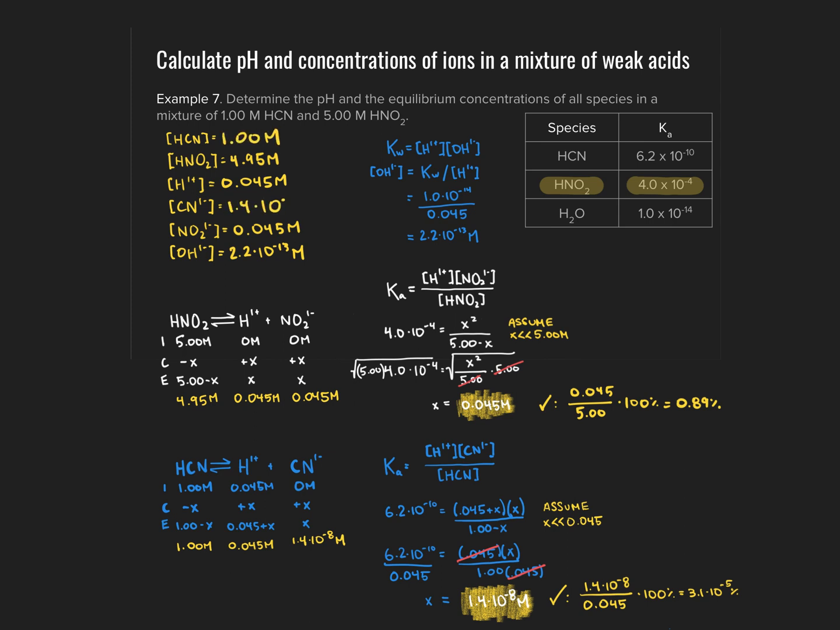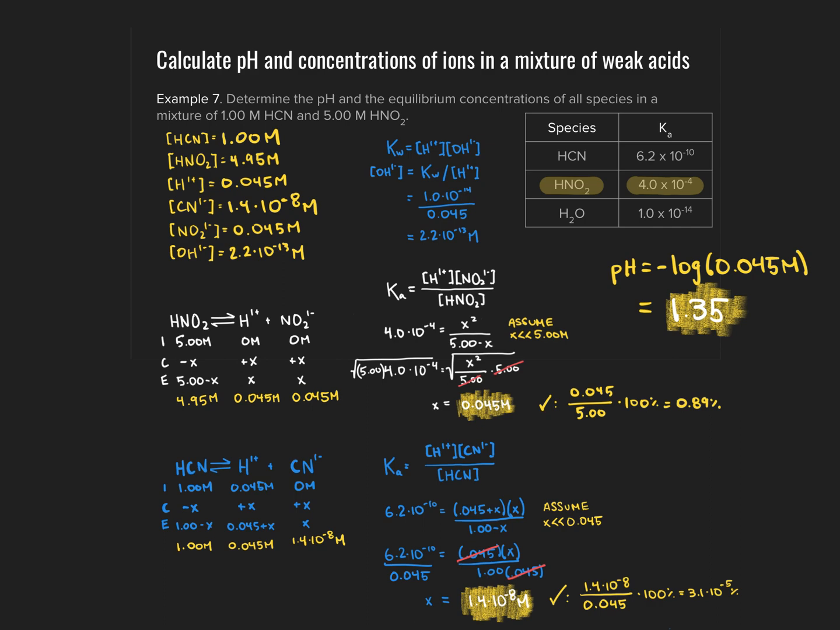All that remains to be done for completion here is to find the pH of my solution. The hydrogen ion concentration we had previously calculated, it was 0.045 molar. Taking the negative log base 10 of that value to find my pH yields now for me a pH of 1.35, a very acidic solution overall, making sense given that I have two relatively concentrated acids here in our system.